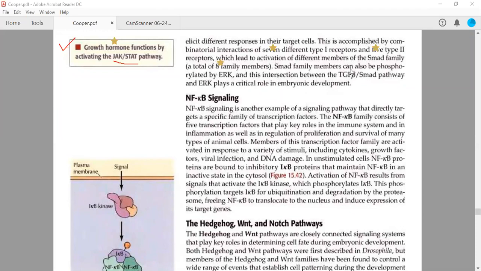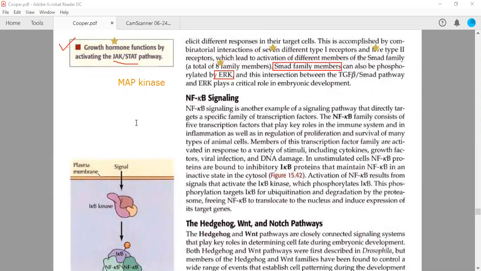SMAD family members can also be phosphorylated by ERK. Now this is very important to note here, that something unusual is again happening. So these SMAD family proteins are somewhere interacting with another type of signaling that is called ERK or MAP kinase signaling. As you remember from the previous discussion, these are called the MAP kinase family. So, MAP kinase signaling.